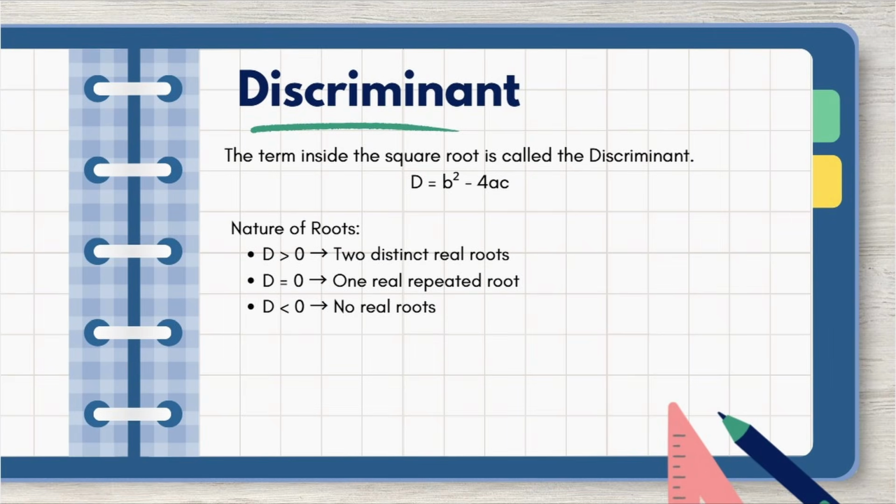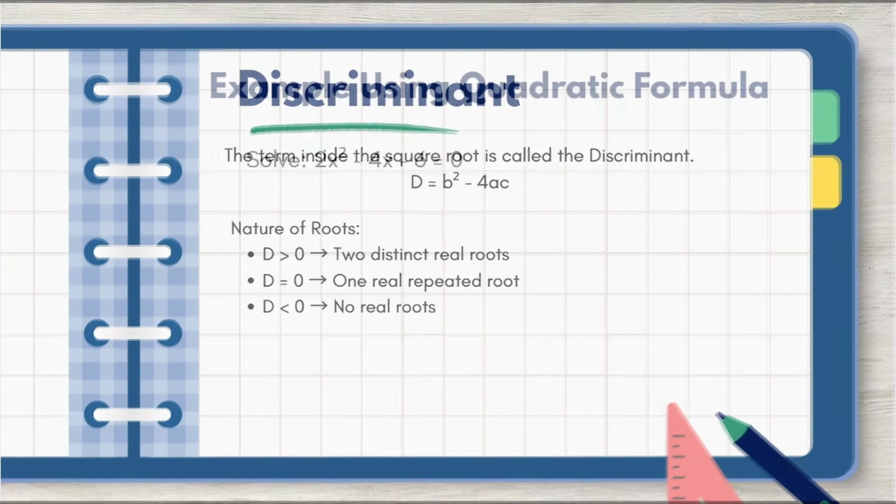The value of the discriminant tells us the nature of the roots. If D is greater than 0, there are two distinct real roots. If D equals 0, there is one real repeated root. If D is less than 0, there are no real roots.